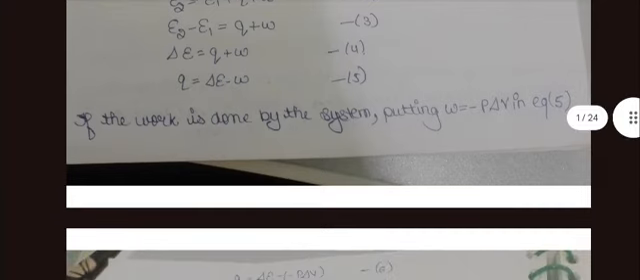If the work is done by the system, putting W equals minus P ΔV in equation 5, Q equals ΔE minus (minus P ΔV)... that is, Q equals ΔE plus P ΔV. The physical significance of equation 7 is that the heat absorbed by a given system is converted into work done by the system and to raise its internal energy.